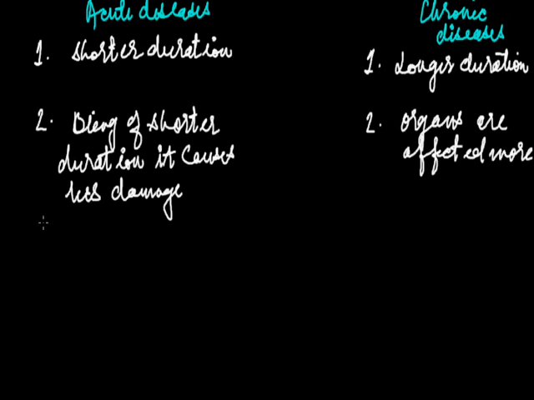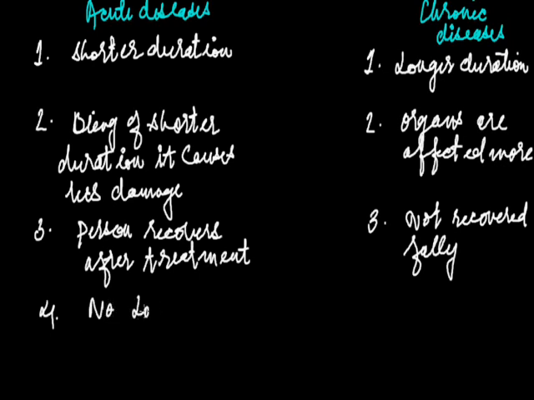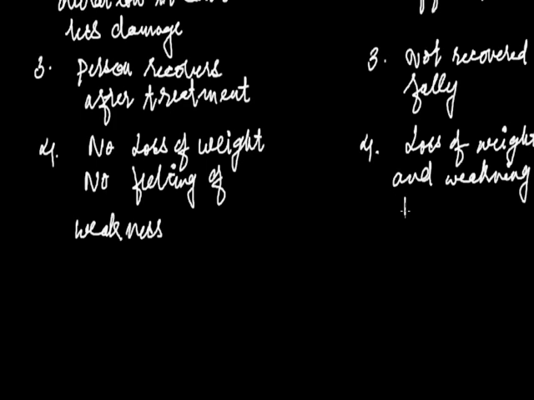Third point of difference between acute and chronic diseases: in acute diseases, the person recovers after treatment. In chronic disease, a person is not recovered fully. Fourth point, in acute disease, there is no loss of weight and no feeling of weakness. But in chronic disease, loss of weight and weakening both occur.